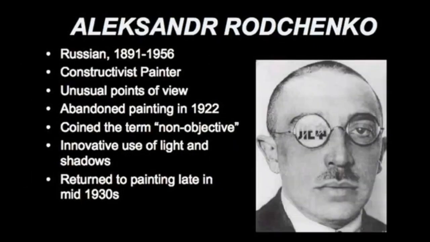Alexander Rodchenko was a Russian, lived until 1956, started out as a constructivist painter who employed unusual points of view in his work. In 1922, he abandoned painting. He's actually credited with coining the term non-objective, that type of art that makes no reference to anything in nature or anything in the natural world. In his work, he's known for an innovative use of light and shadows. In the mid-1930s, he returned to painting. So I think once you do some painting, it's kind of hard to put it away forever.